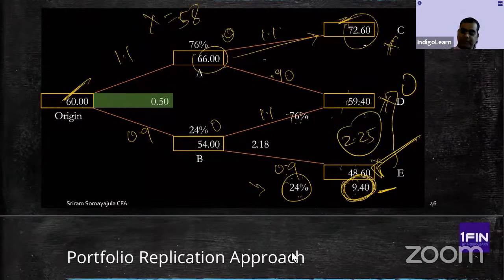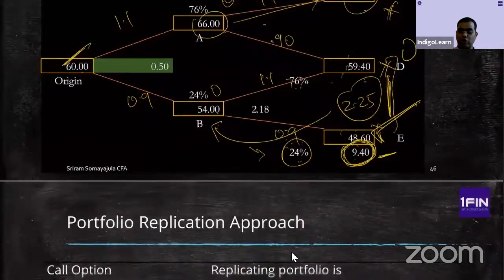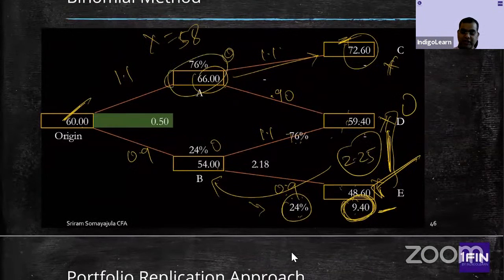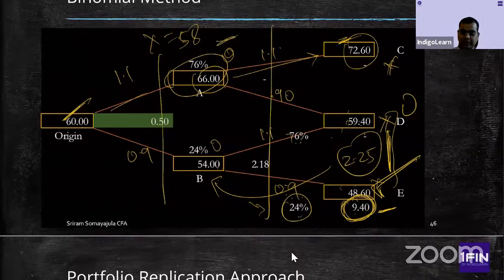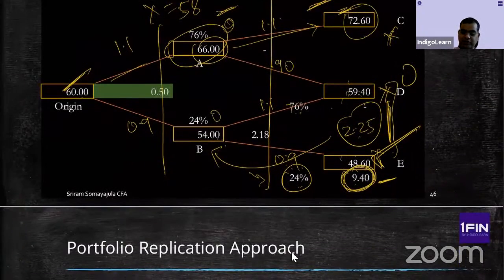2.25 is the payoff here, but you have to bring it to present value because this is 1 year away. Here they have said it is 2 years, so this is a 2-node binomial tree. These are called nodes, and these are called periods. This is period 1 and this is period 2. From period 2, you have to bring it to period 1. This 2.25, you discount at 1.05, and it comes to 2.18.